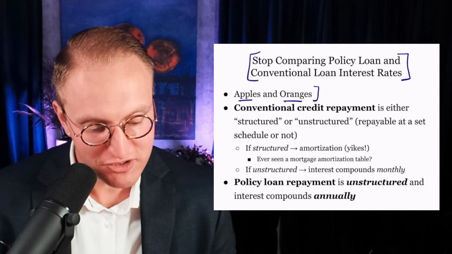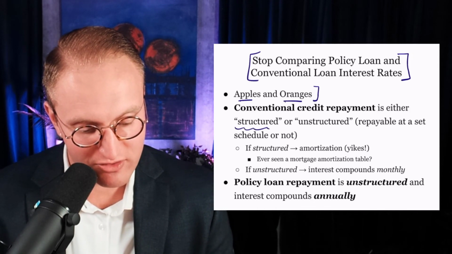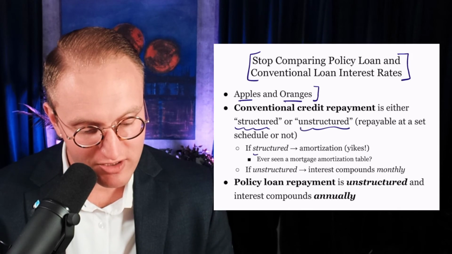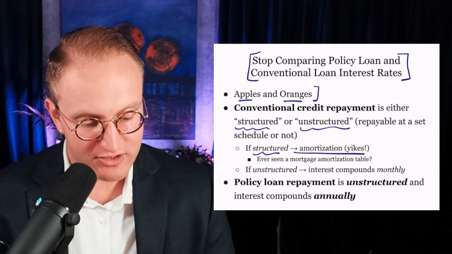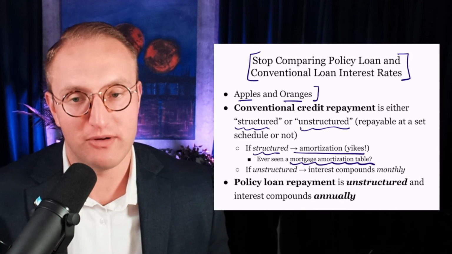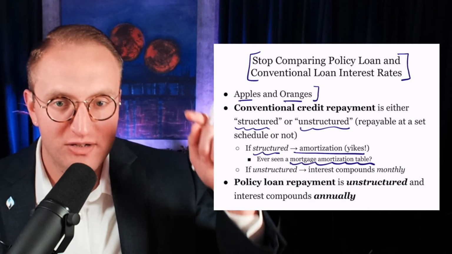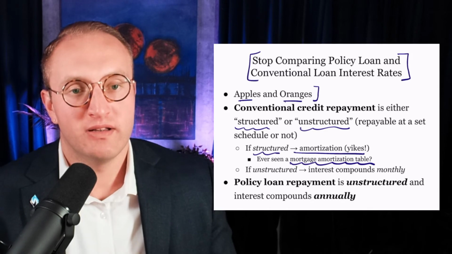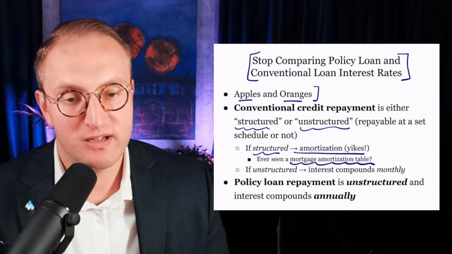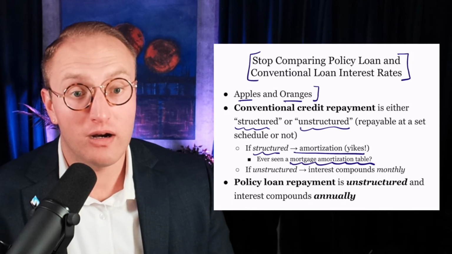But they really are different. Conventional credit repayment is either structured or unstructured. If it's structured, there's amortization. Just pull up a mortgage amortization table online. There are free mortgage amortization calculators. You plug in how much you borrowed, the duration of the note, 15 or 30 years typically, and the APR, right?